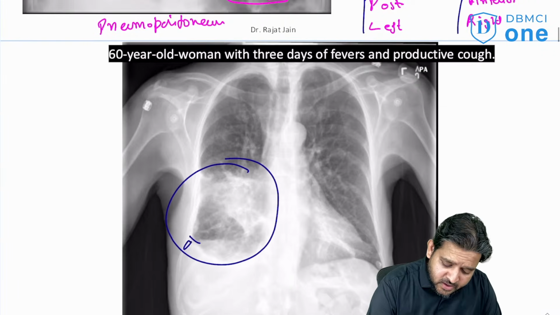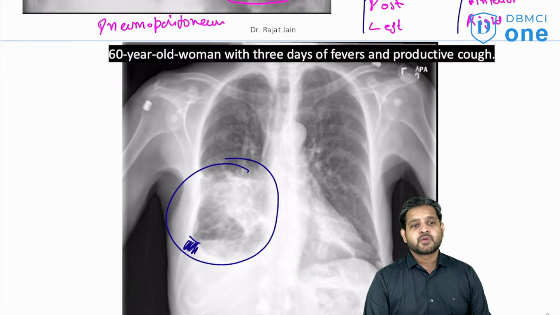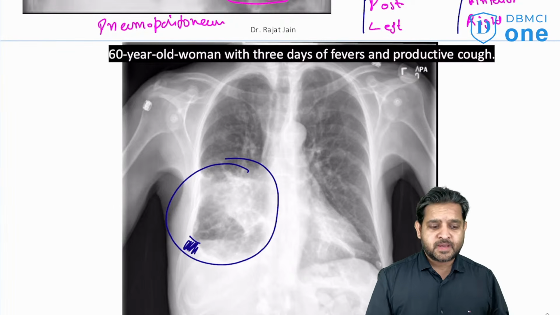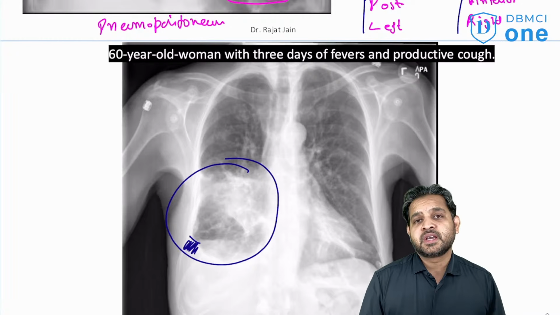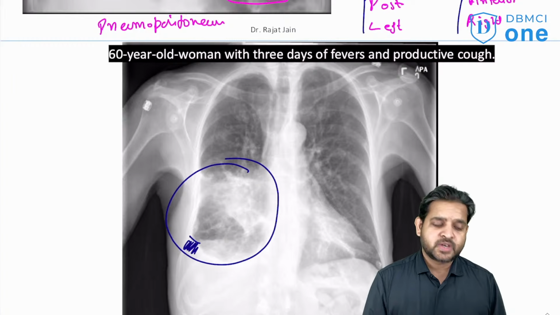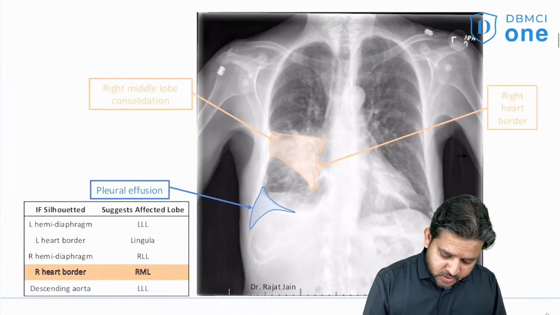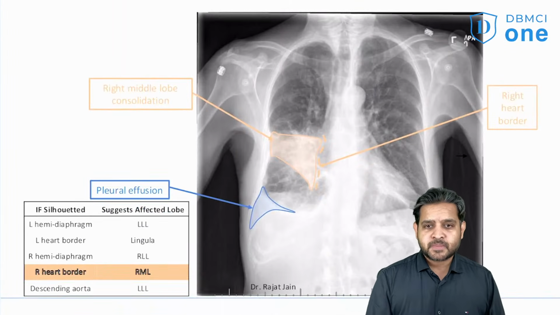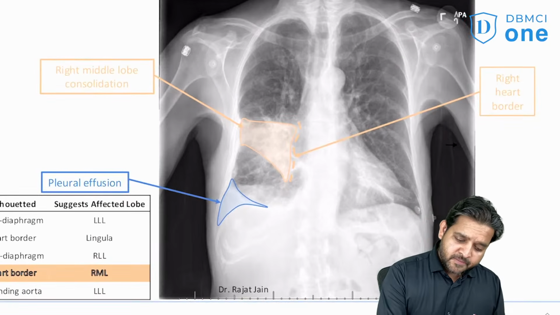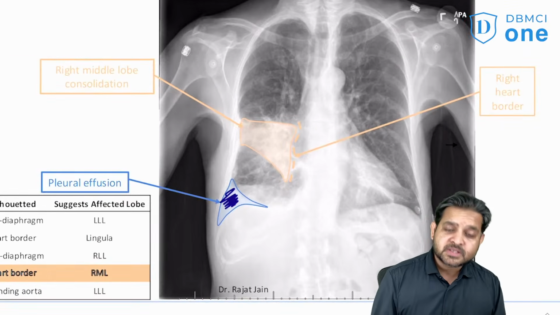I can also see the blunting of the CP angle, so there is a pleural effusion. Now you have to tell me in which part of the lung the consolidation belongs to. Yes, what do you think? So in order to do this, let's get a very simple X-ray. Now what we are seeing is that there is a blunting of the CP angle.